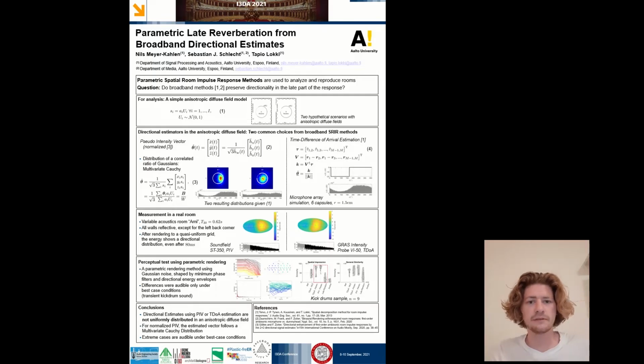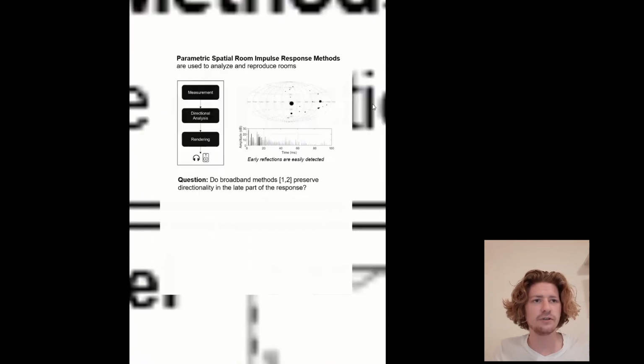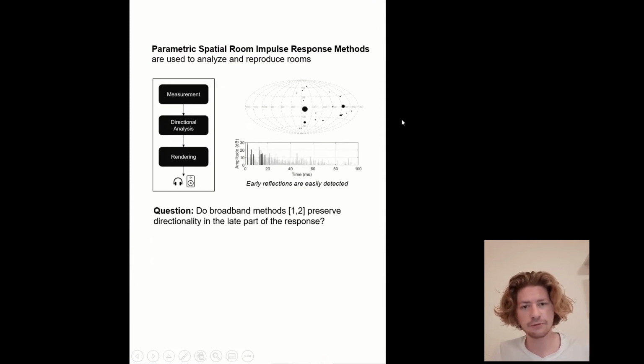Hi, this paper is about late reverberation in broadband parametric spatial room impulse response methods. These methods are used to analyze and reproduce room acoustics, and in broadband methods like the variants of the spatial decomposition method, it's quite easy to detect and render early reflections. But what about possible directional characteristics of the late reverberation?